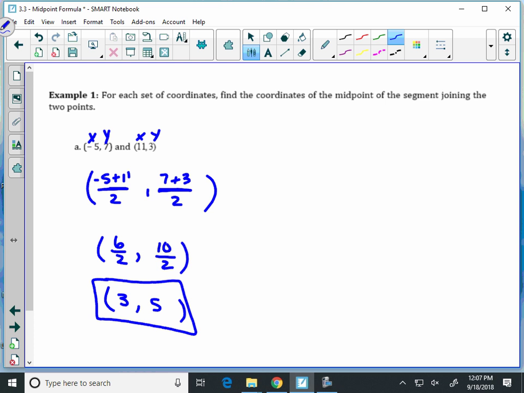You know, when you find the average, it's kind of what you're doing. You're finding that middle number of all the numbers you're given. So to find the midpoint, you're just taking the average.